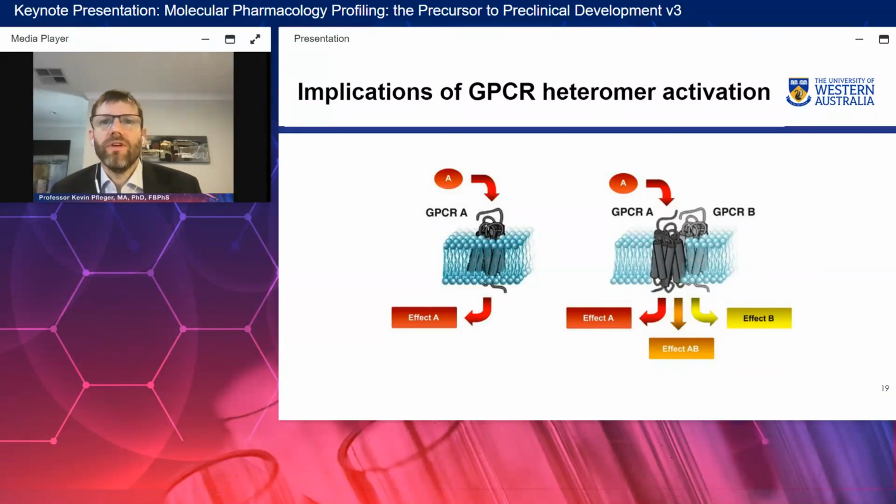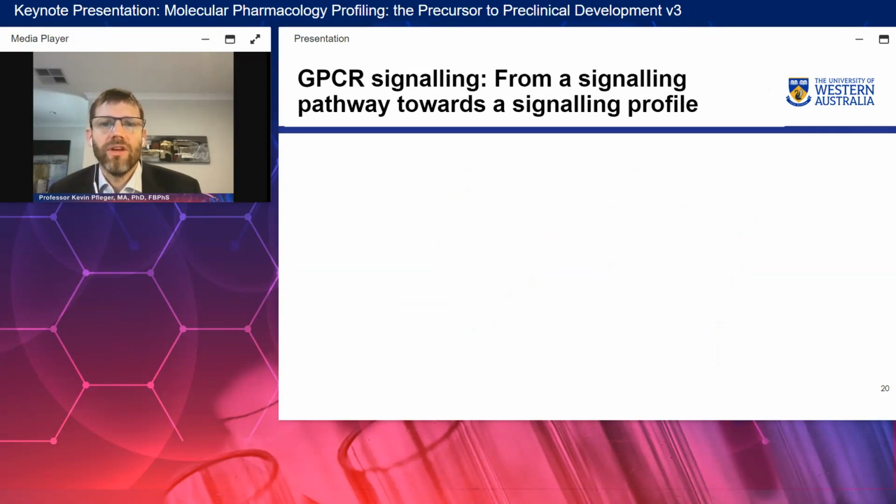So what are the implications of GPCR heteromer activation? Well, if we run screens of a GPCR in isolation, we'll see an established effect for that GPCR activation, no doubt. However, if these receptors are in complexes, which indeed they are in the cells in our bodies, the pharmacology can change. And we have evidence now across the literature that transactivation can occur. Other receptors in the complex can be activated instead or in addition. And indeed, we can even have different effects, which I've labeled here as effect AB, which is novel to that particular complex.